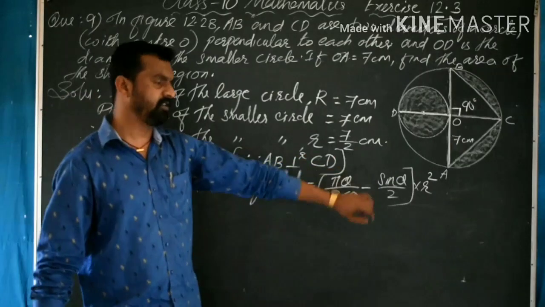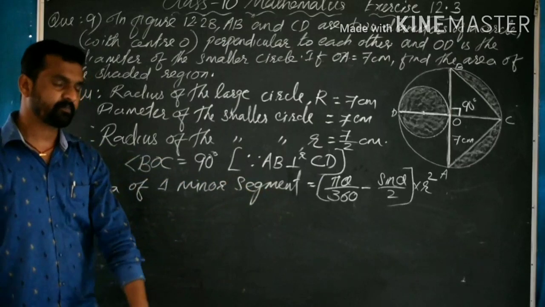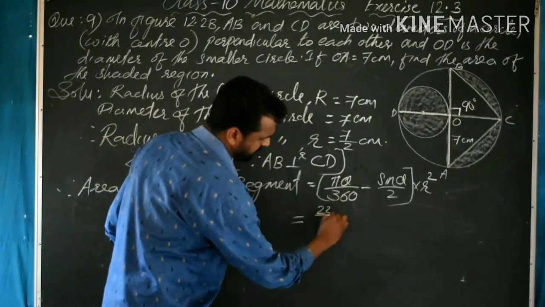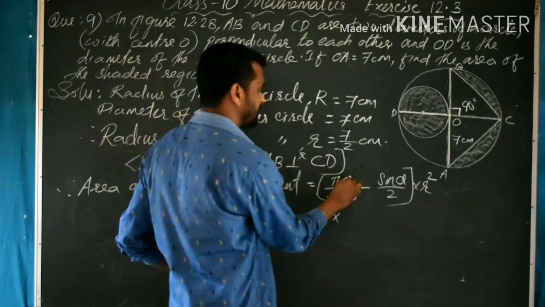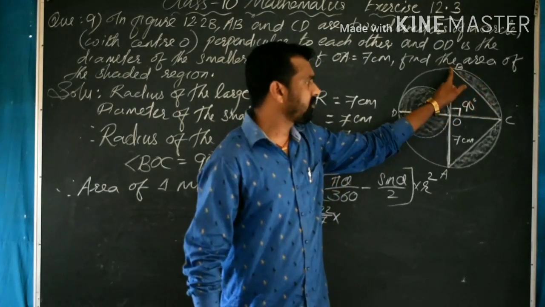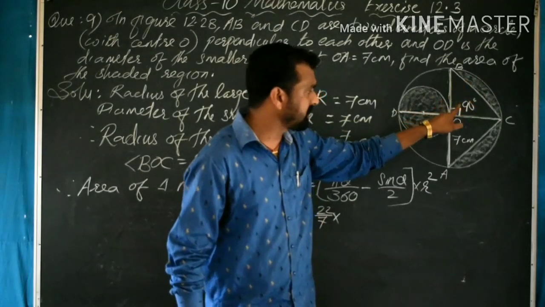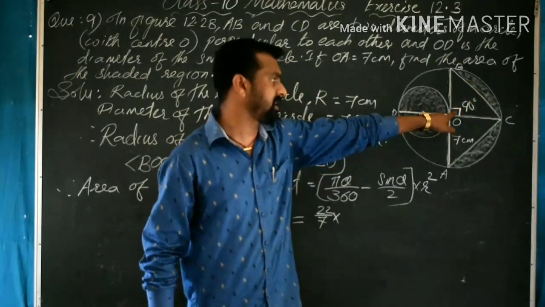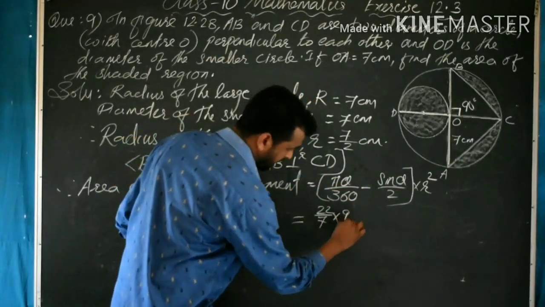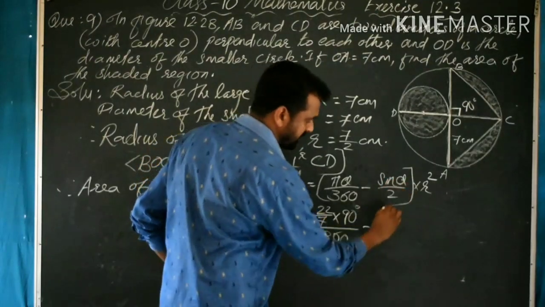Now we have to substitute values here. Then we will get the area of one minor segment, that is equal to pi theta divided by 360. Pi is equal to 22 divided by 7, into the central angle theta. This chord makes this minor segment, subtending an angle at the center of the circle, that is the central angle theta, here 90 degrees. So in place of theta we can write 90 degree divided by 360 minus sin theta.